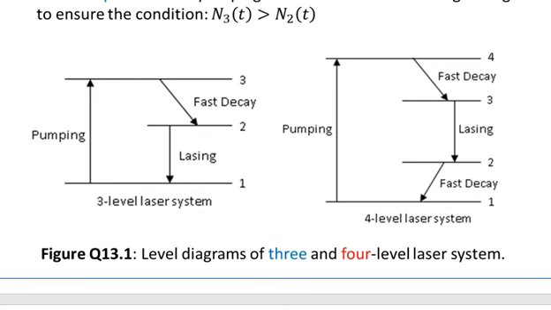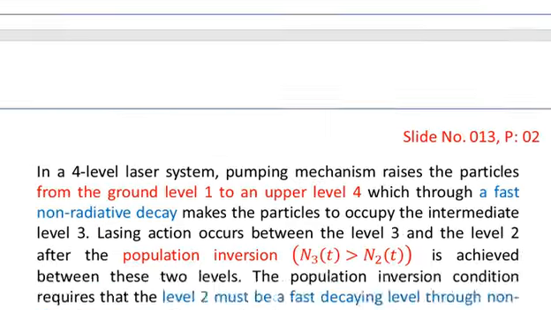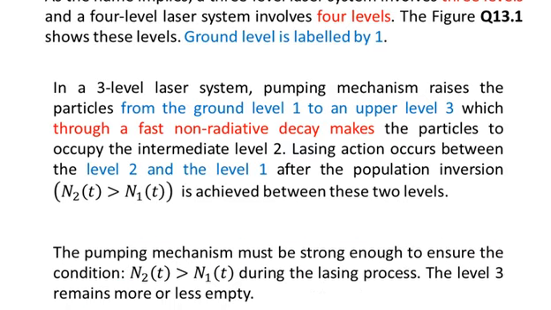So for the population inversion, the pumping must be much stronger, so that the population at all times at the level number 3 should always be greater than the population at level number 1, or equivalently at level number 2. So this is the description that I have given for the 3-level and 4-level laser systems. But let's read the statements.